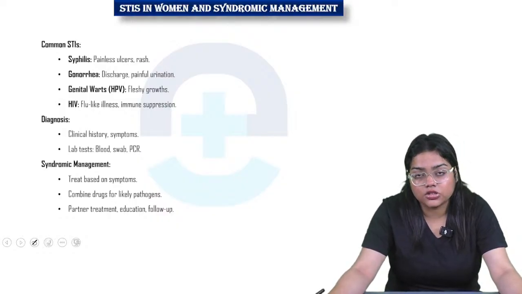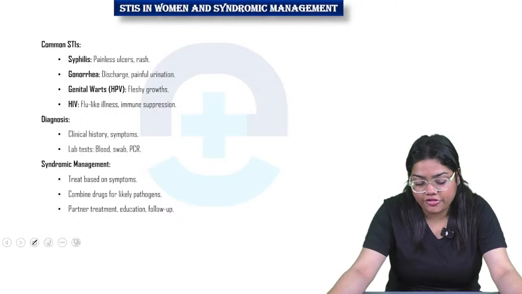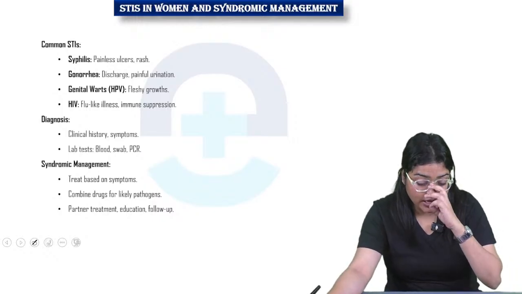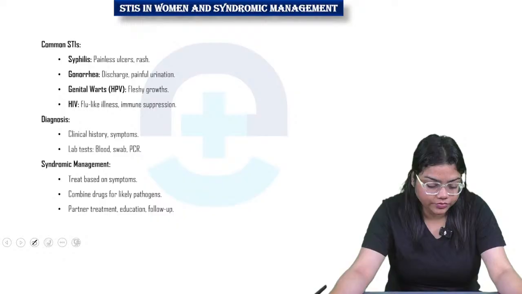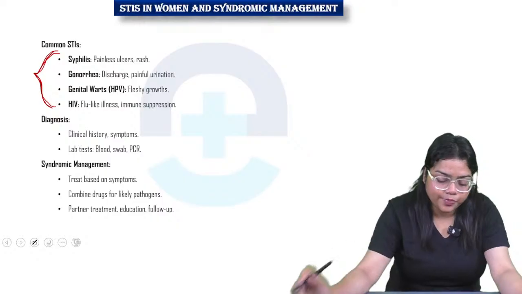Syphilis is caused by the syphilis bacteria. It presents as painless ulcers and rashes over the genital areas. Gonorrhea, discharge and painful urination, caused by the gonorrhea bacteria. Then genital warts, which happen because of the HPV virus, human papilloma virus, where fleshy growth will be seen. Then HIV, flu-like illness and immune suppression. All this happens because of sexually transmitted infection or unprotected, unsafe sex practices.